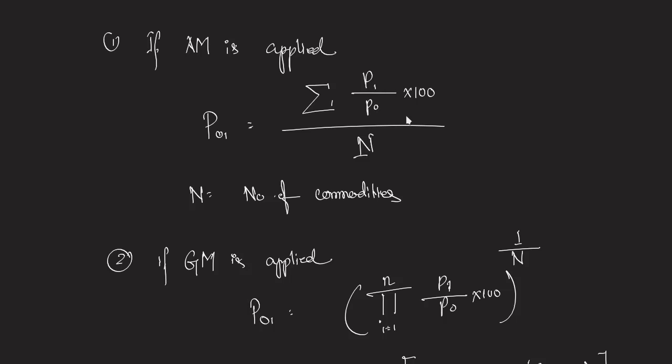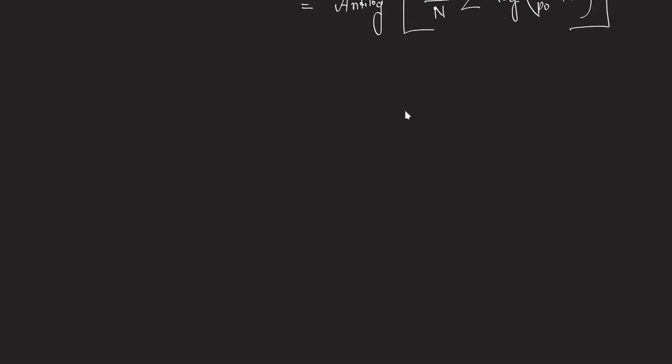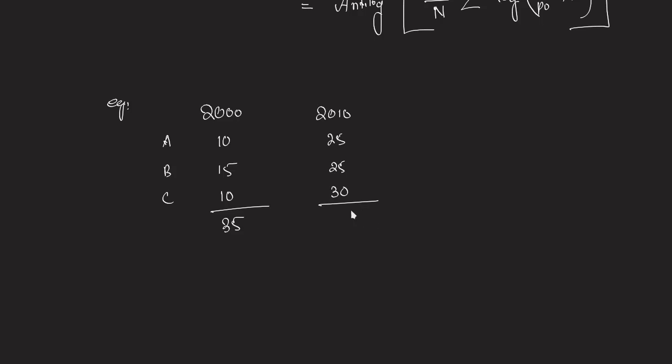So let's try this arithmetic mean and ami agor example toke. So example hol je 2000, 2010 there are three products A B C 10, 15, 10 ase and 25, 25 and 30 ase, right? So total is this is 35, this is your 80.